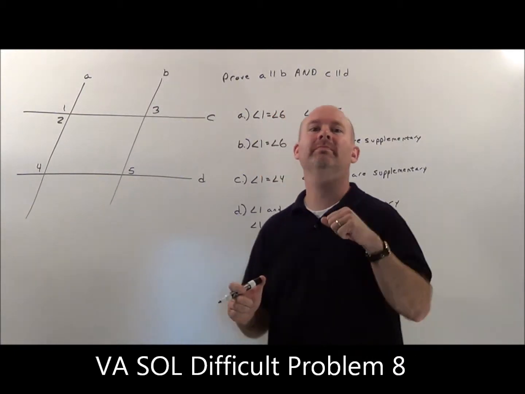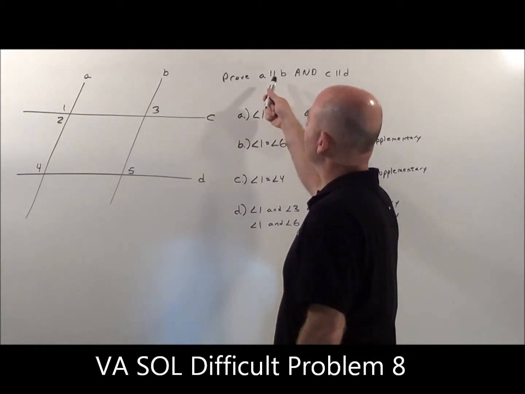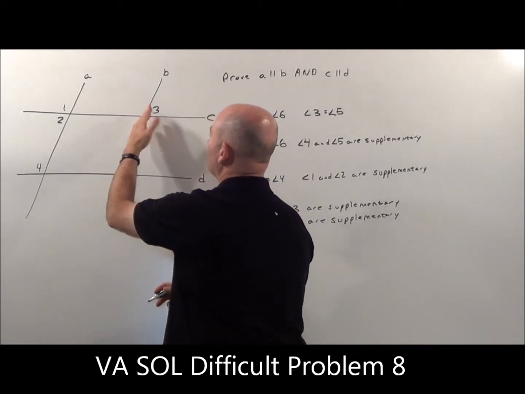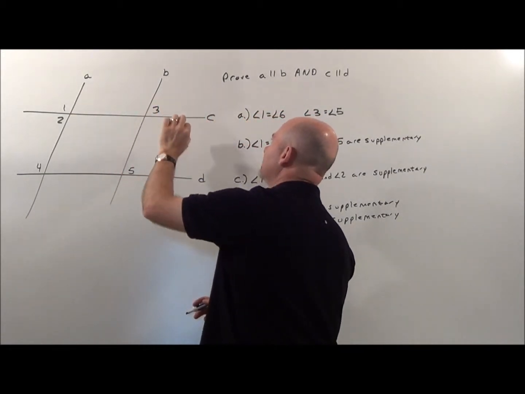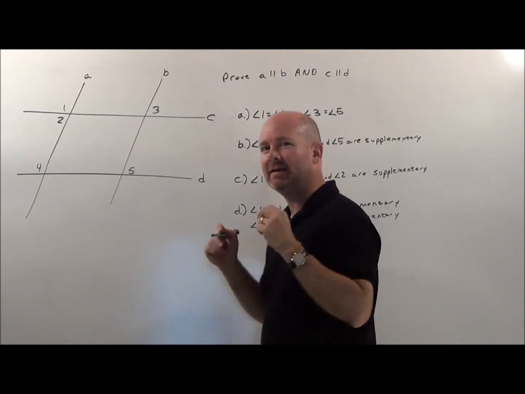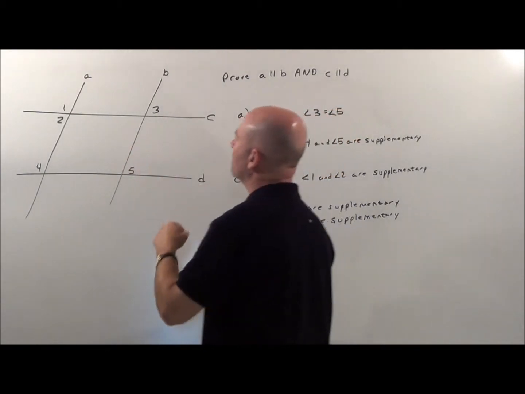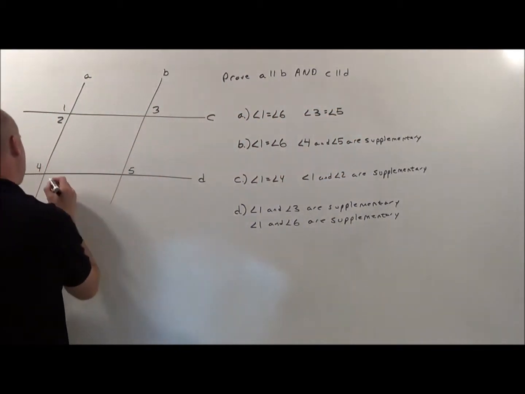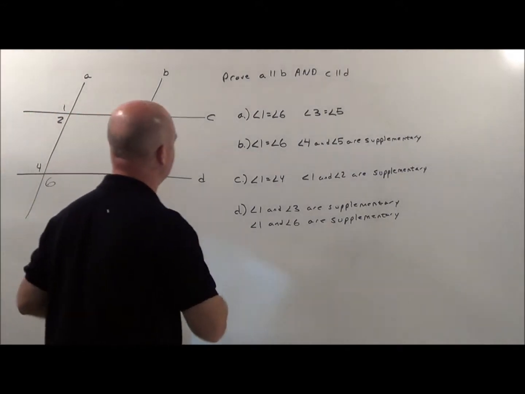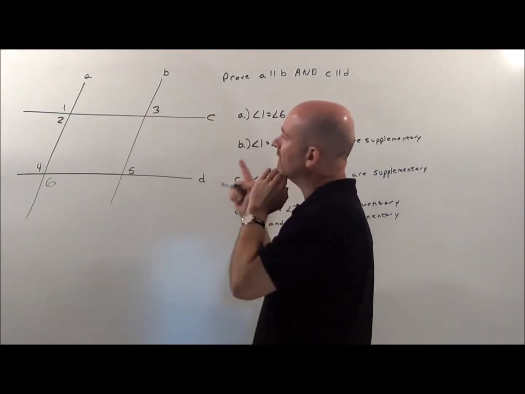Here's a problem dealing with parallel lines. It wants us to prove that A and B are parallel, and at the same time line segment C and line segment D are parallel. And it gives us a couple angles here: 1, 2, 3, 4, 5, and then it gave us a 6 right there. So let's go through here and see.